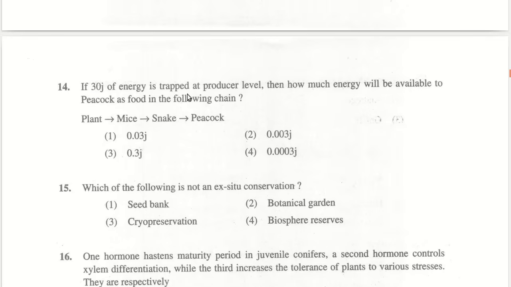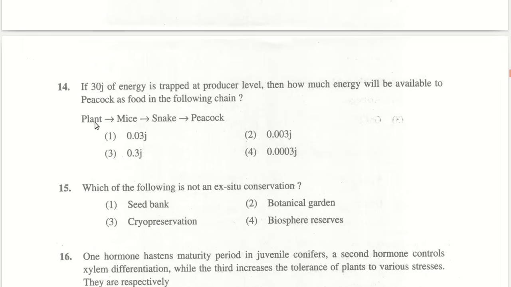If 30 joules of energy is trapped at producer level, then how much energy will be available to peacock as food in the following chain? So plant is 30 joules, so 10% of that, the 10% rule is there as it proceeds. So if it is 30 joules, it becomes 3 joules, and 10% of that is 0.3 joules, then peacock. So the answer is the 14th one, 0.03 joules.